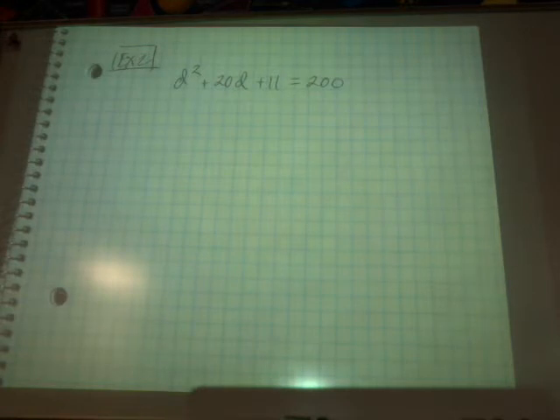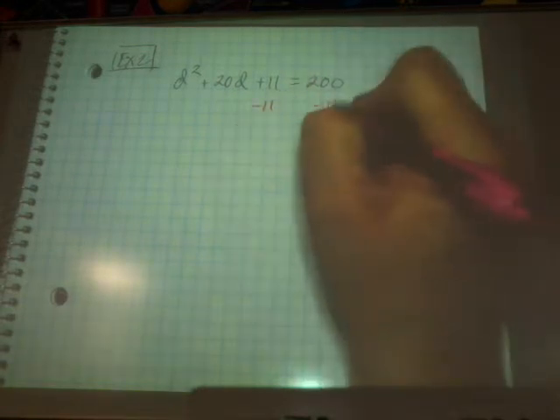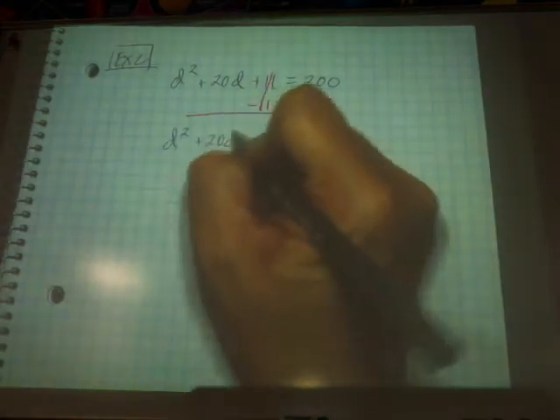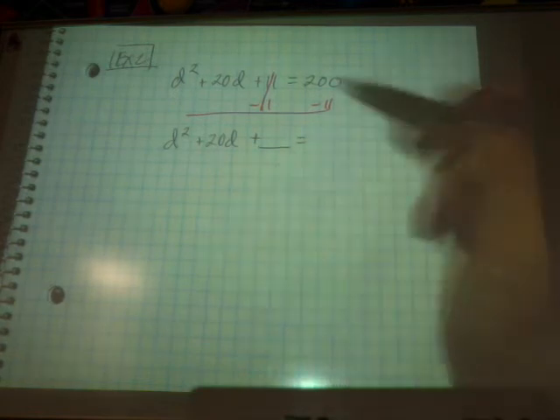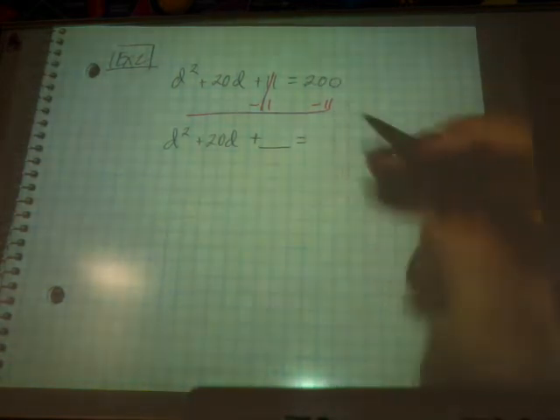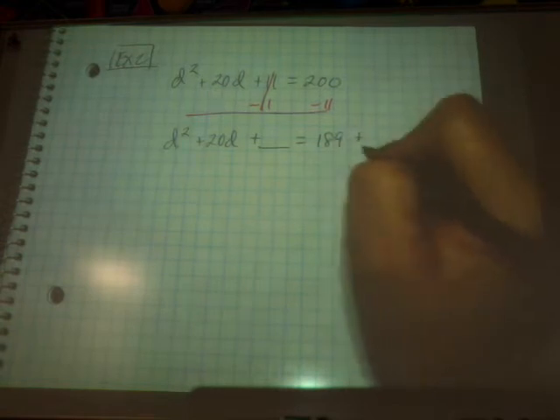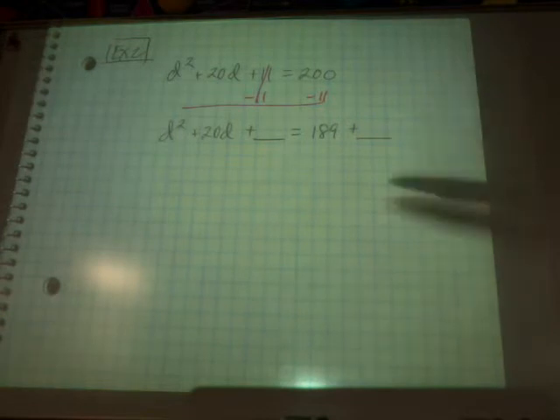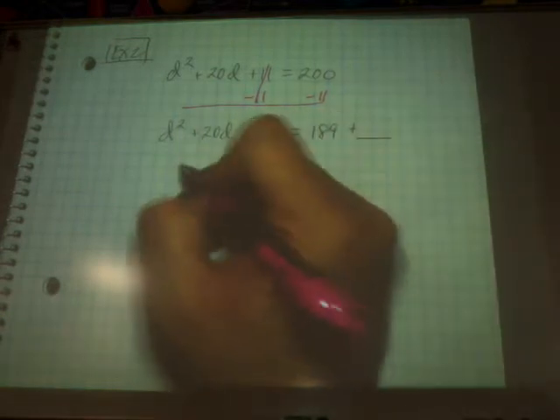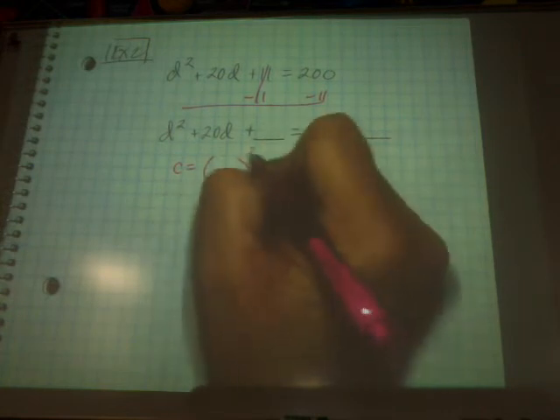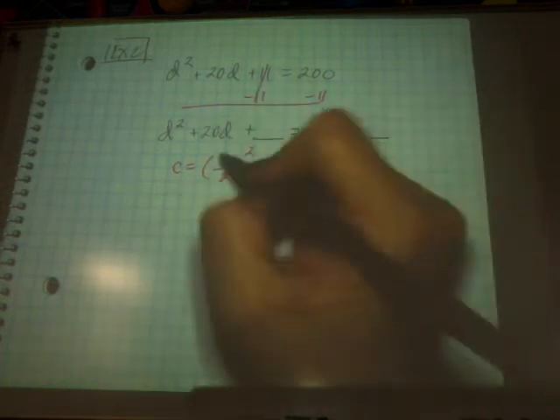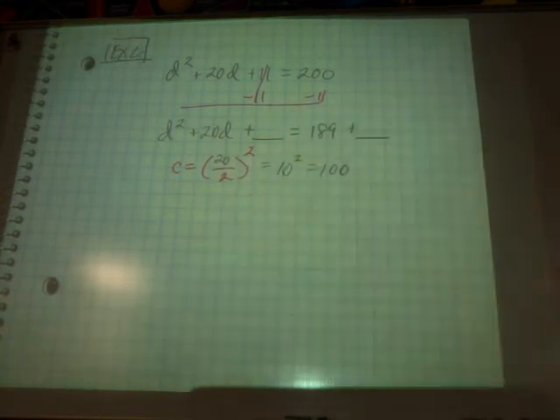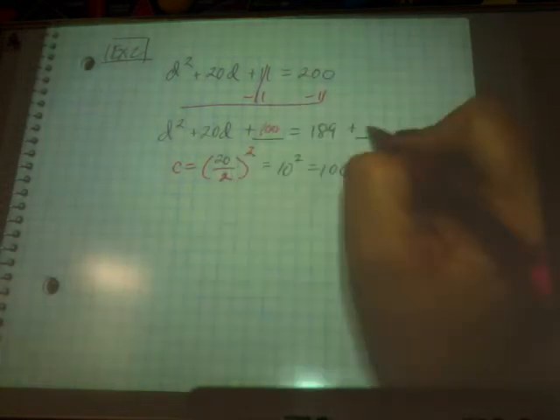What do I do first? Subtract 11. So I get d squared plus 20d plus blank equals, what's 200 minus 11? 189 plus blank, right? Don't forget your plus blanks, very important. Then what do you do? Find c. Then you take b, which is 20, divide it by 2, you get 10, and square it, I get 100. So I'm going to put 100 on both sides.